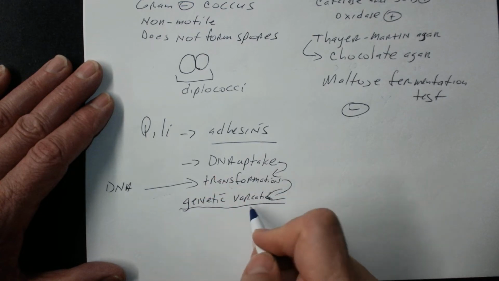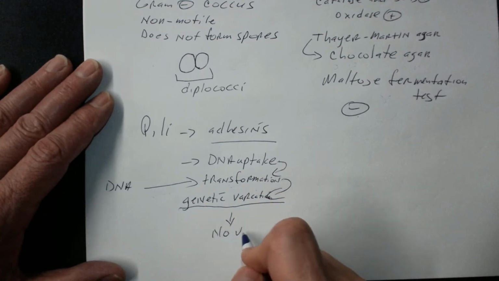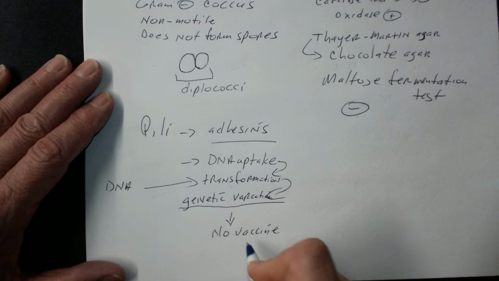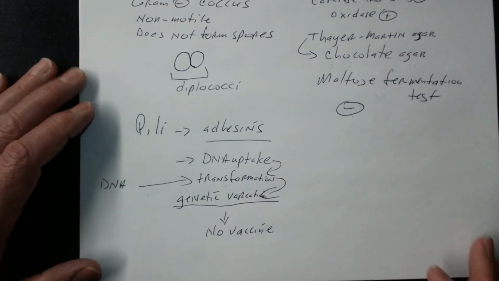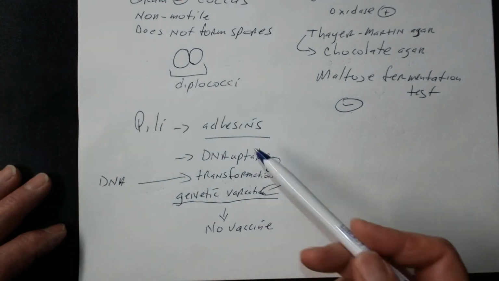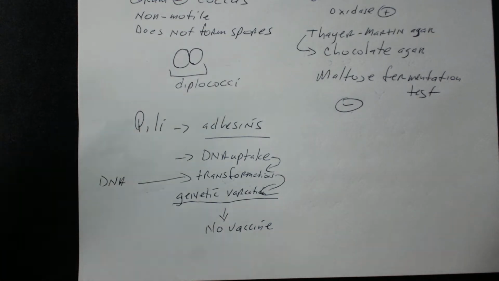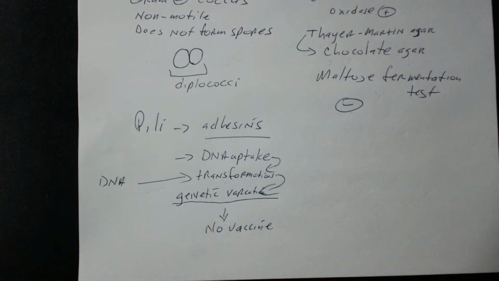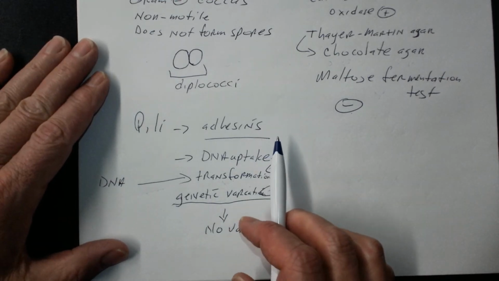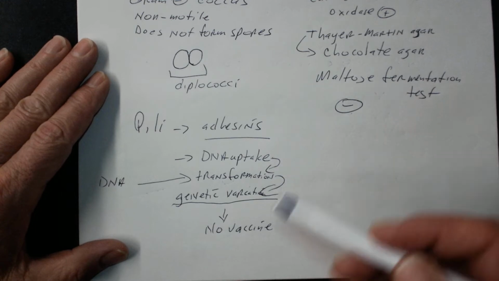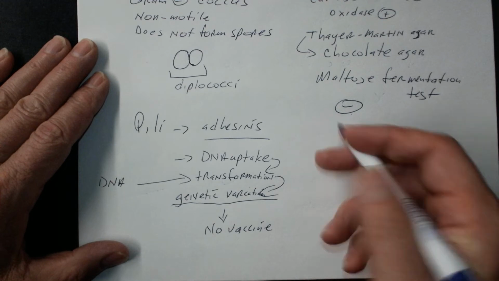This genetic variation is part of the reason that there is no vaccine for this organism, because it is so variable genetically. Part of the reason for that variability is due to this ability of the organism to take up exogenous DNA and use it as its own. Now, there are some other surface proteins that play a role in pathogenesis and in adhesion. Pili are a big part of that.